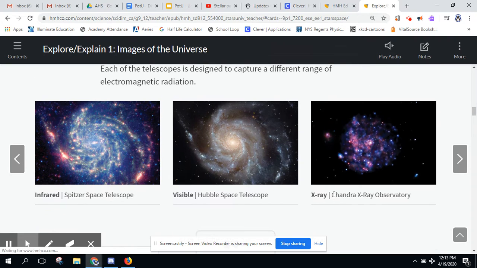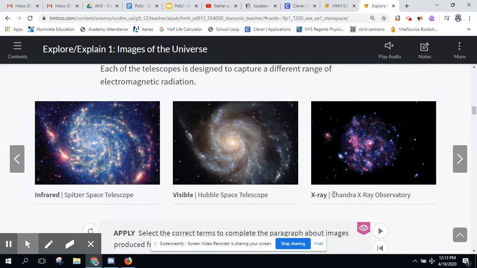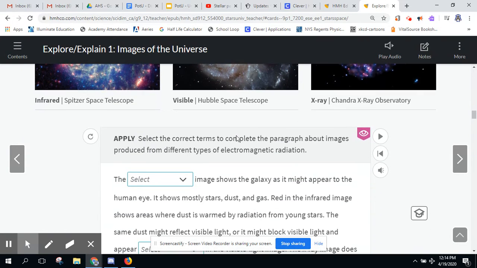All right, this one talks about the different ways that we can view space. So we have the visible light that we're used to, right? And then we have the infrared, and then we have the X-ray. And those are going to give us different things based on what we can look at. So beyond visible light, if we look at the different electromagnetic spectrum, we can see different things from our space.